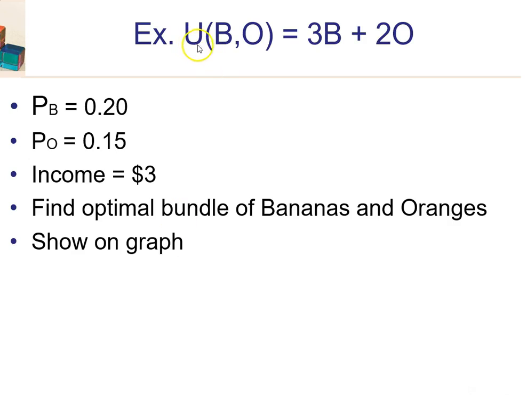So suppose your utility is a function of two goods, bananas and oranges, B and O. And this function is written as 3 times bananas plus 2 times your number of oranges. Anytime you have a plus sign in your utility function, it is a strong indicator that these goods are perfect substitutes for each other. So let your price of bananas be 20 cents, your price of oranges be 15 cents, and you have $3 in income. Find your optimal bundle of bananas and oranges and show this on a graph.